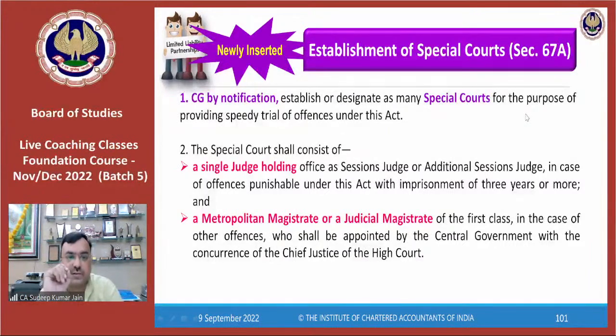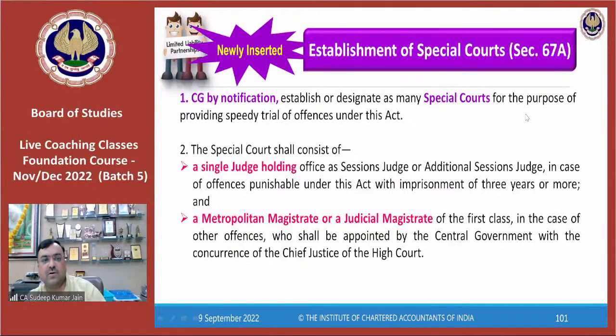Now this special court shall consist of a single judge holding office as sessions judge or additional sessions judge in case of offences punishable under the Act with imprisonment of 3 years or more. It means a sessions judge or additional sessions judge will be a single judge if the matter is one in which imprisonment is for 3 years or more. But up to 3 years, there can be a metropolitan magistrate or judicial magistrate of the first class. In the case of other offences, who shall be appointed? Other offences, meaning up to 3 years, shall be appointed by the Central Government with the concurrence of the Chief Justice of the High Court. Concurrence means with the discussion of the Chief Justice of High Court.